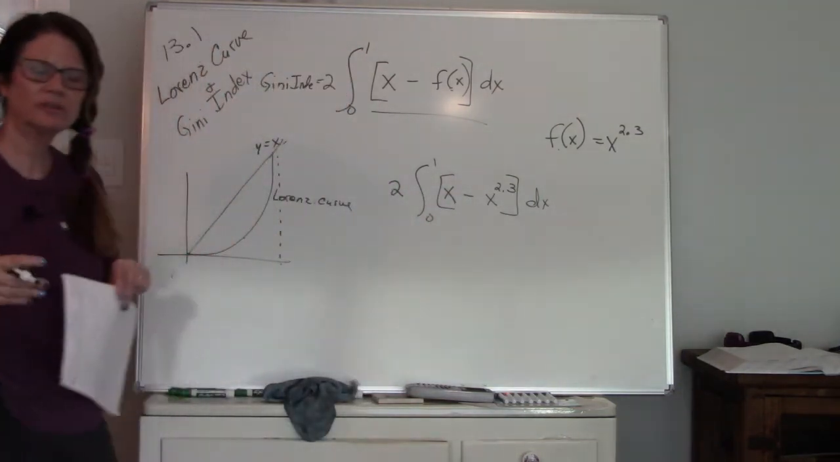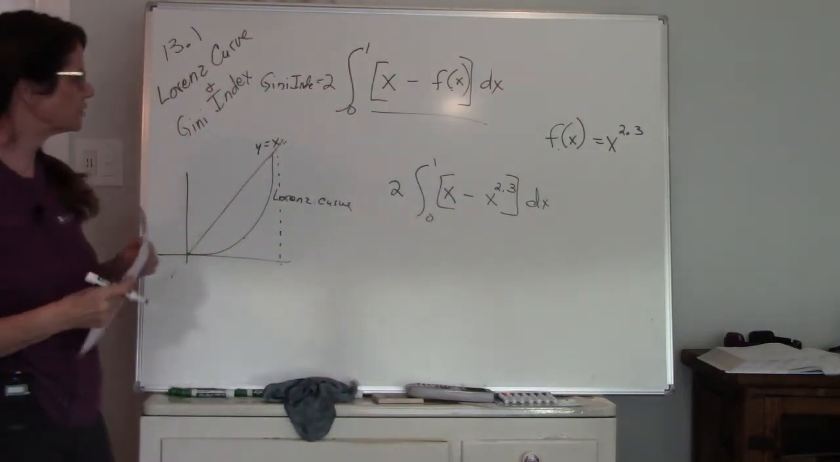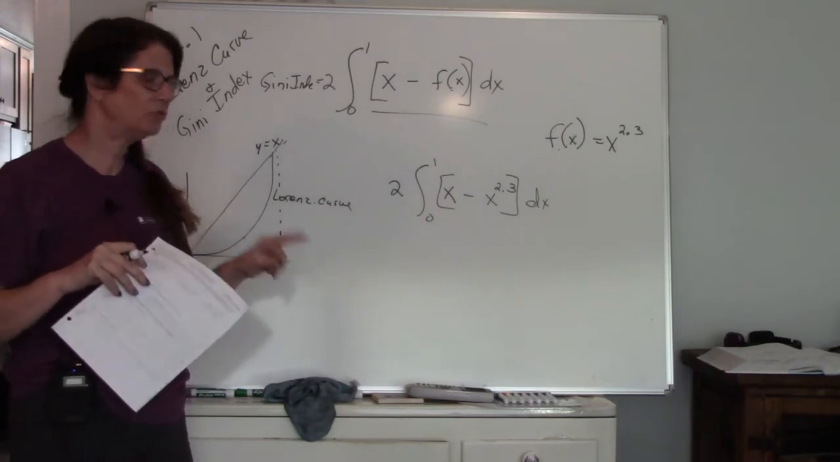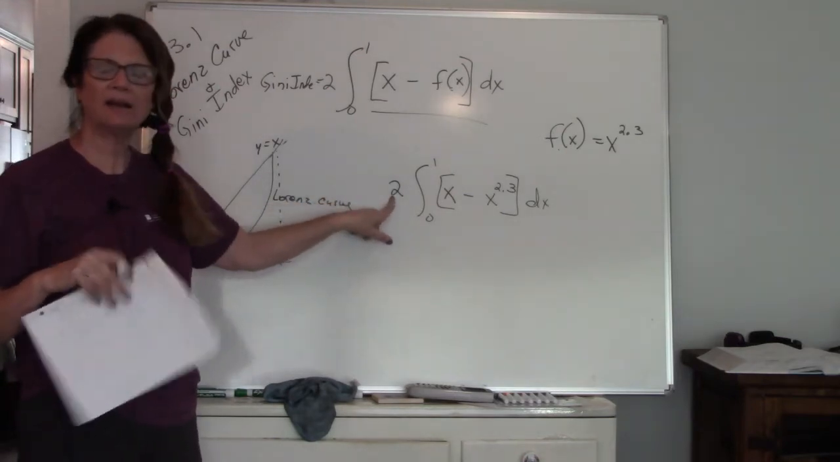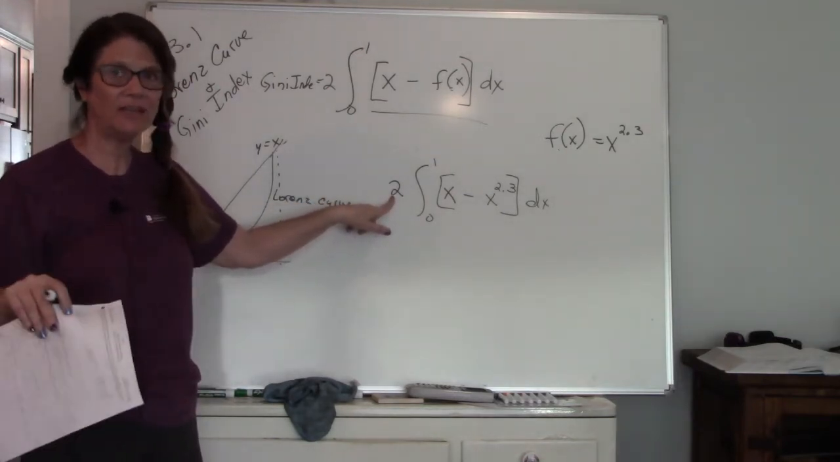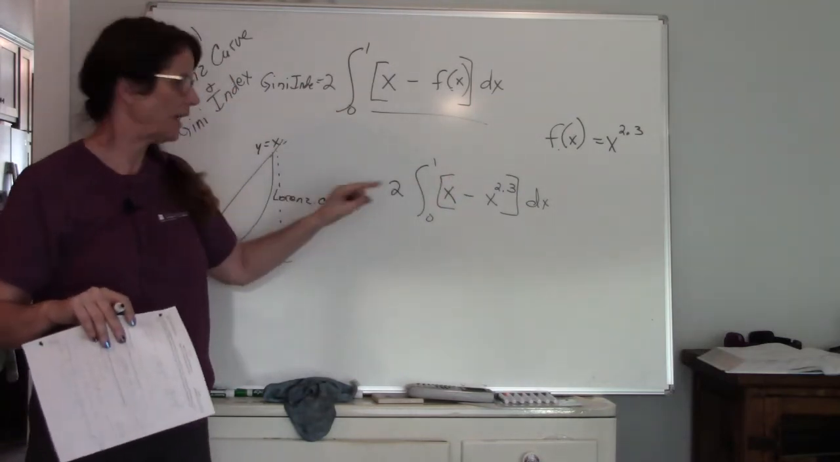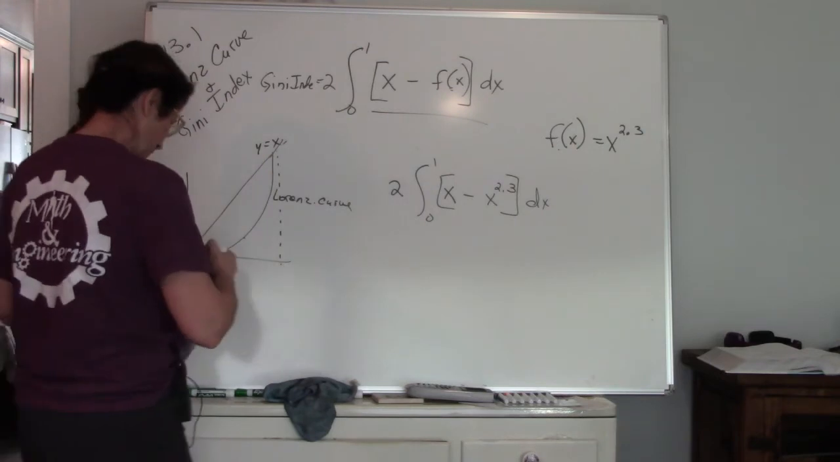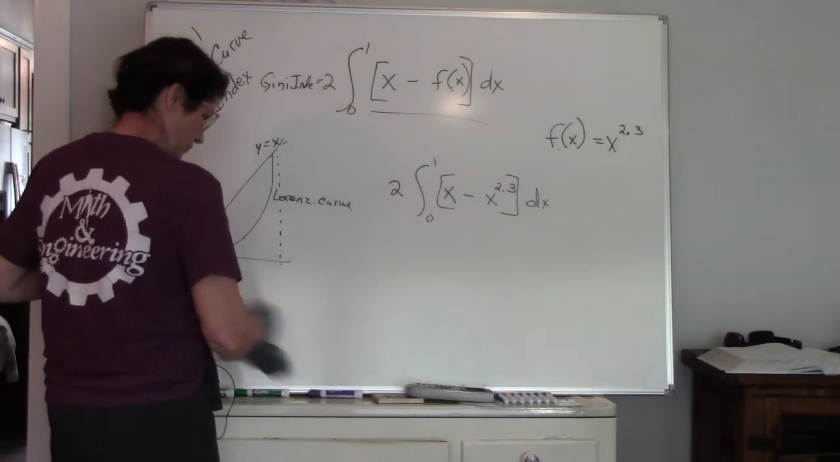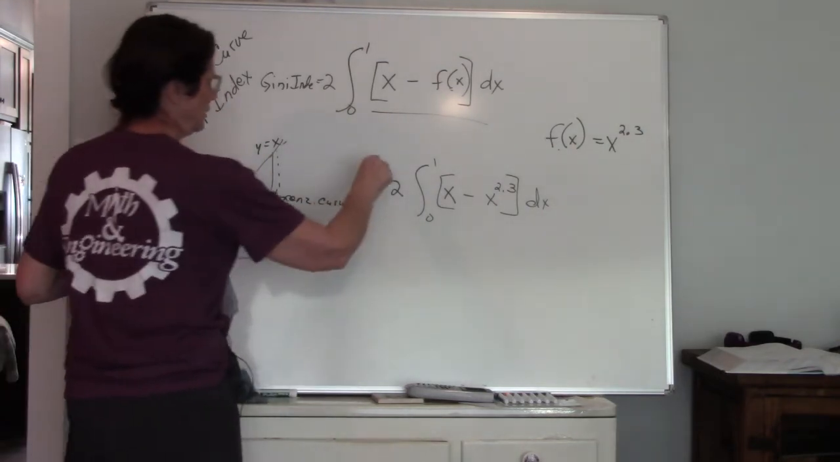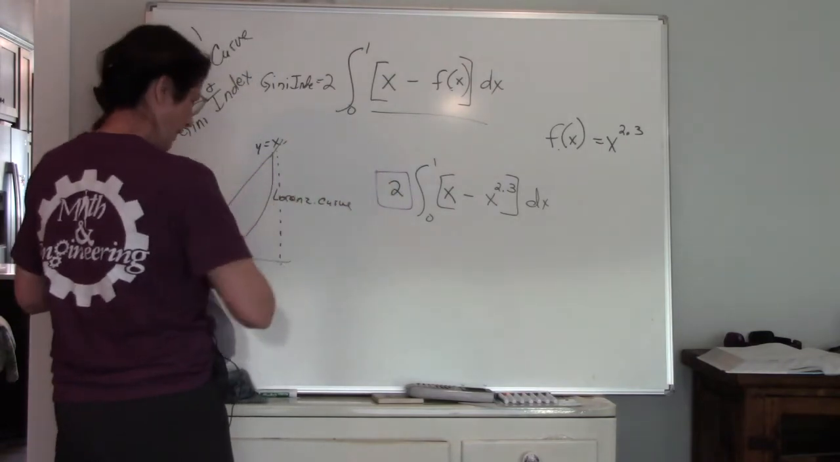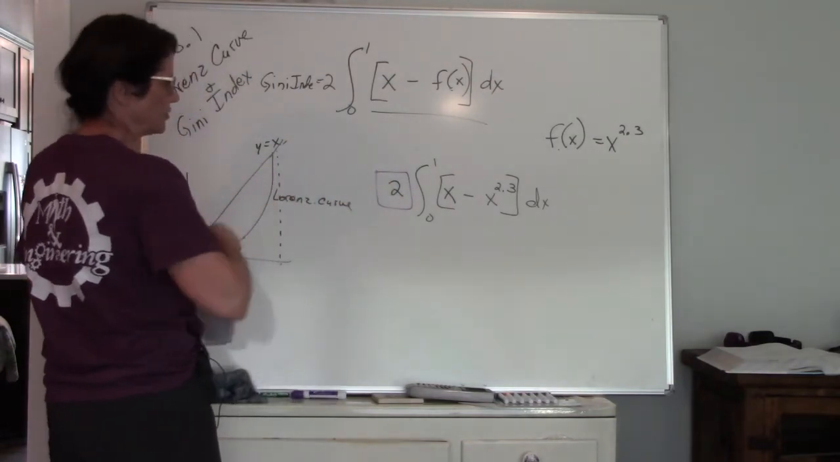Okay, so there's your definite integral. The only difference between what we did before and what we're doing now is that at the very end, we're going to multiply this value by 2. So don't forget this 2. I'm going to color it in or identify it so you don't forget it. That's going to come in at the end. All right, so here we go.